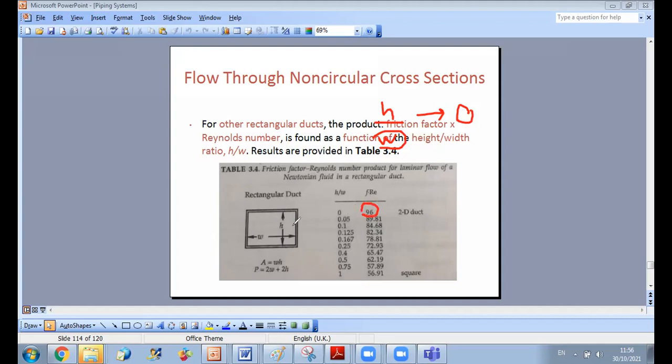Now experimentally, they studied different rectangular cross sections and showed that the larger the H over W ratio, the smaller the product F times Reynolds, meaning it decreases below 96.